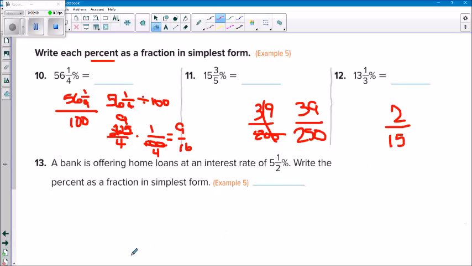And that brings us to number 13, which once again, they ask you to write the percent as a fraction in the simplest form. So you're doing it just like 10, 11, and 12. 5.5%. 5.5 out of 100. And if you do that like you did the others, well, go ahead and work that out. I'll give you a chance to enter your answer.